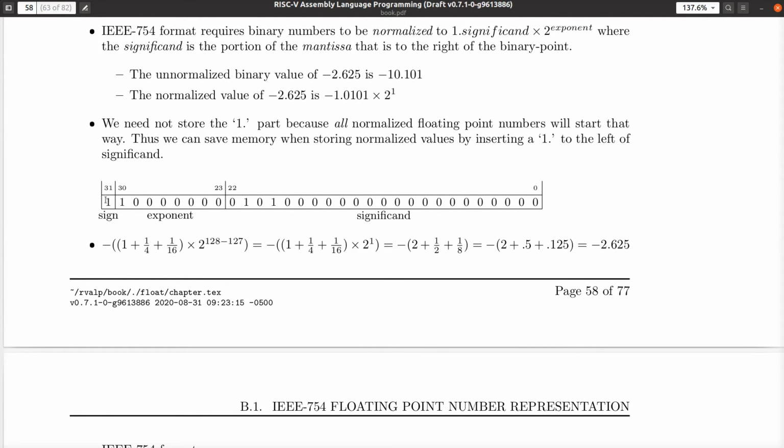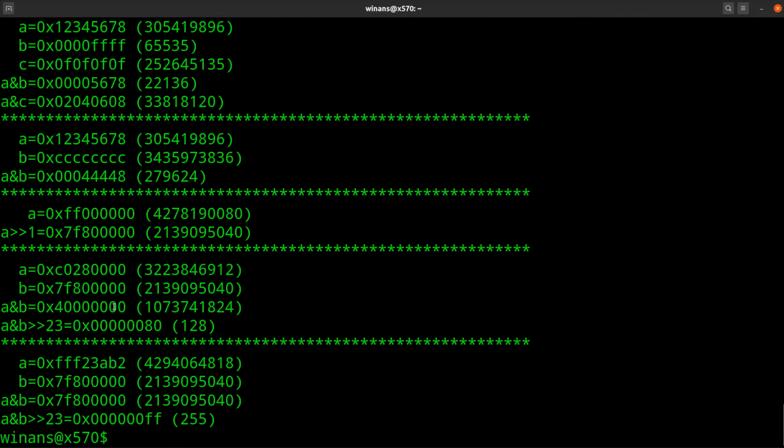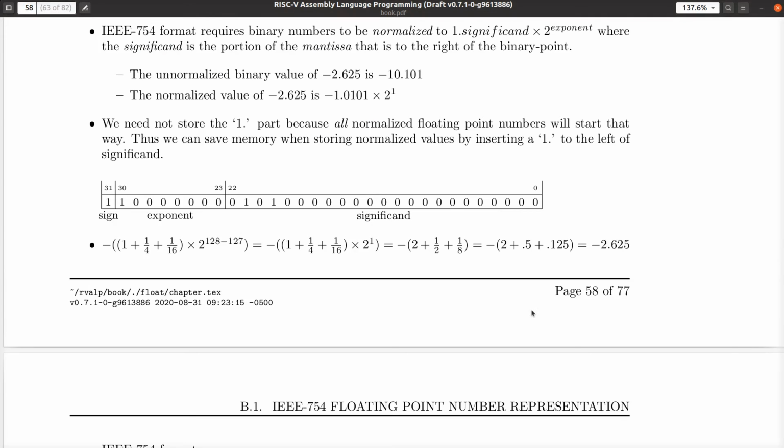Look what this is. 4 bits right there. That's a C. 1, 2, 3, 4. That's a 0. 1, 2, 3, 4. That's a 2. That's an 8, and the rest are zeros. So that's a C0, whatever it came out over here. C0, yeah, C0280000. It turns out in floating point this is negative 2.625.